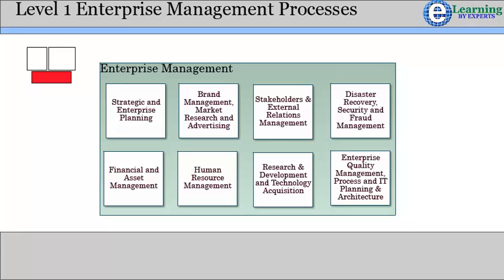Many process groupings within enterprise management will contain elements that relate to both policy setting and support of the enterprise. For example, human resources management is concerned with both strategy and direction, as well as supporting the management of human resources throughout the enterprise.